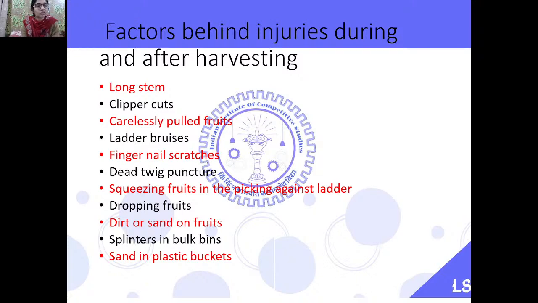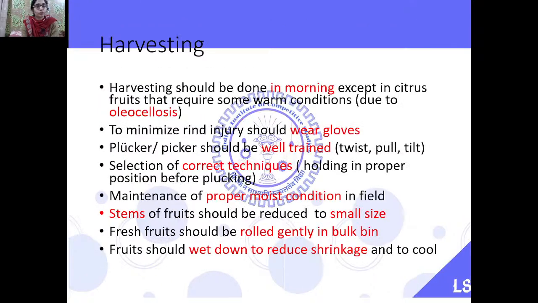All these things are going to affect the quality of the fruit. So we should keep in mind all these factors while harvesting. So these questions can arise, like at what time harvesting of a particular fruit or horticulture produce is being done, right?